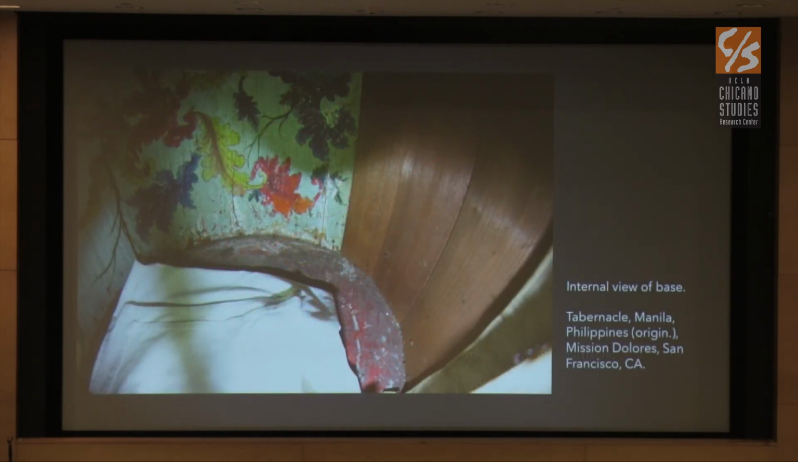We can all see from closer inspection that the painted portions of the interior are much older than what seem to be blank and replaced parts of the tabernacle. What's interesting is that the tabernacle itself comes from Manila. We have ship's manifest evidence to attest to that.